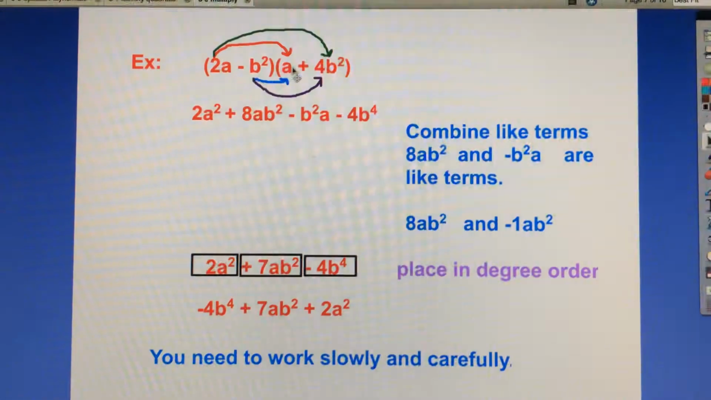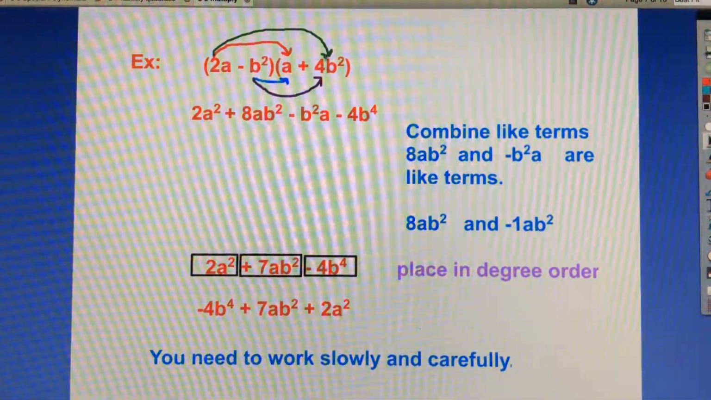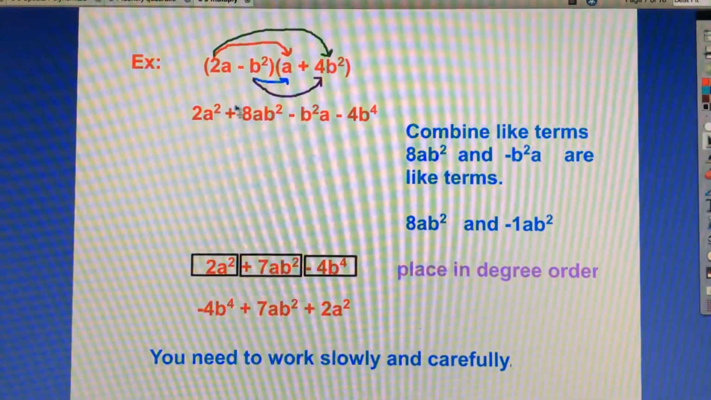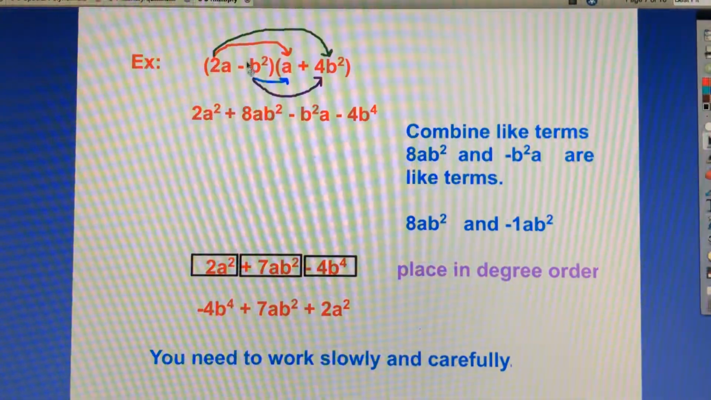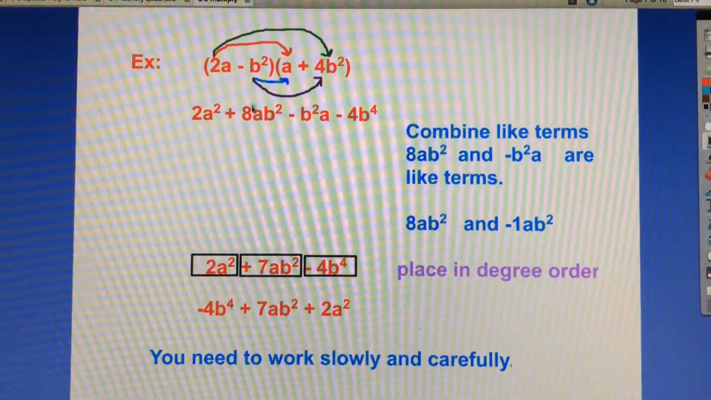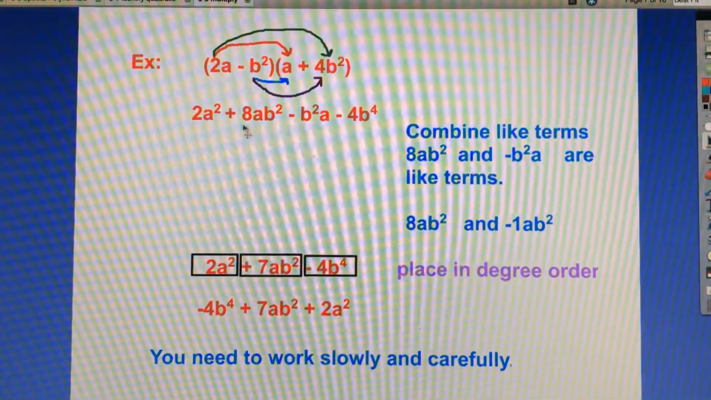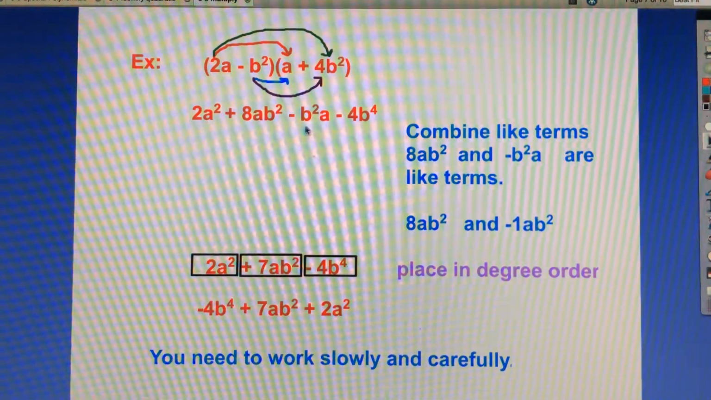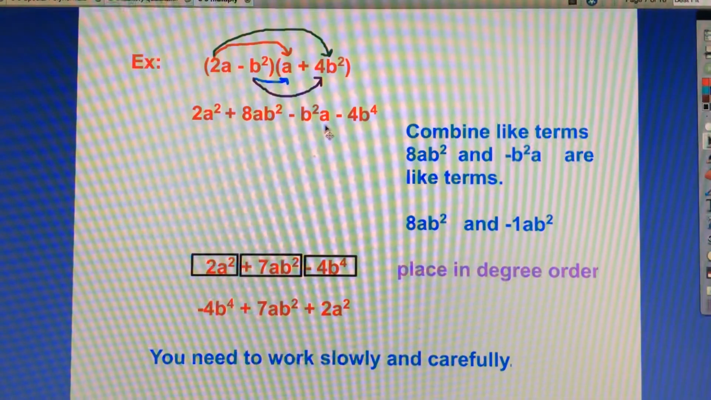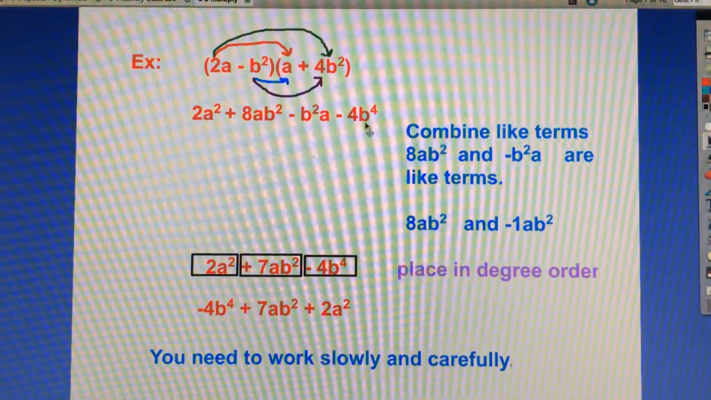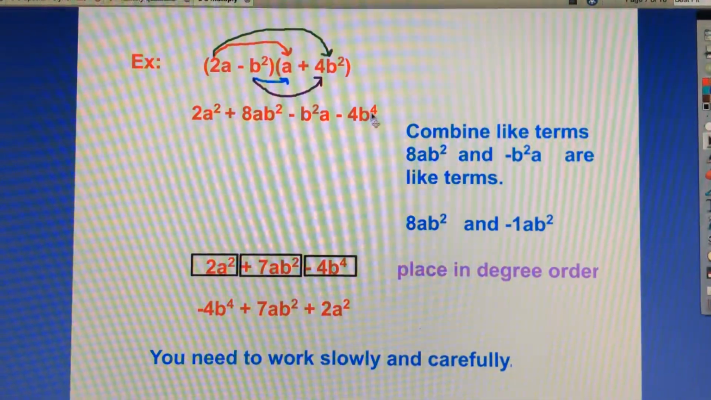2a times a, 2a squared. 2a times 4b squared. 2 times 4 is 8, ab squared. Negative 1b. Remember that you can put that invisible 1 in front of your variables. I can have negative 1b squared times a, which is giving me this. Negative 1b squared times 4b squared made that a negative 4. b squared and b squared, b to the 4th.